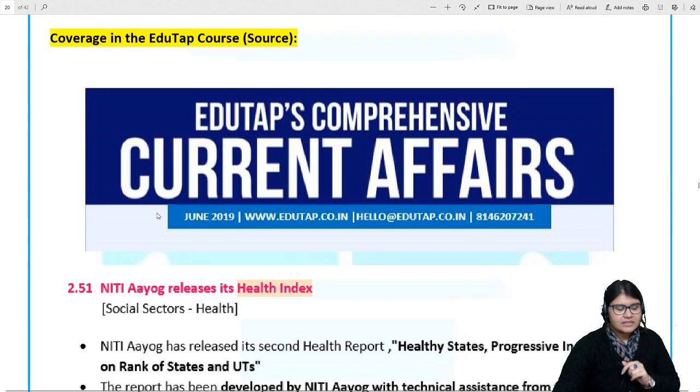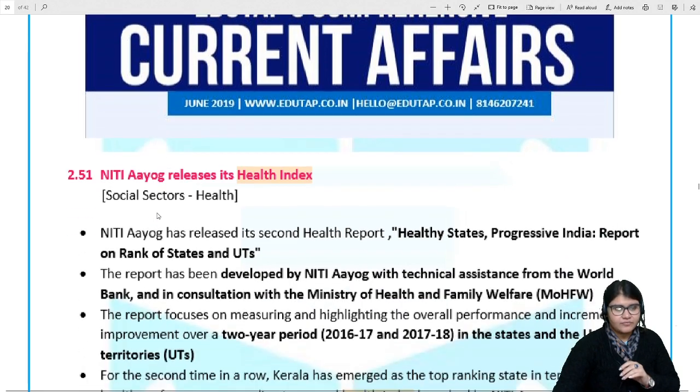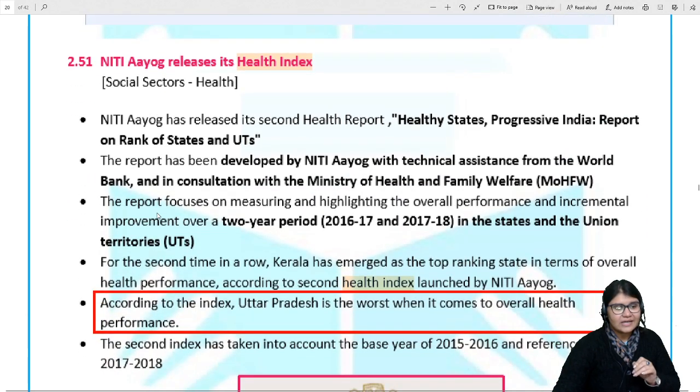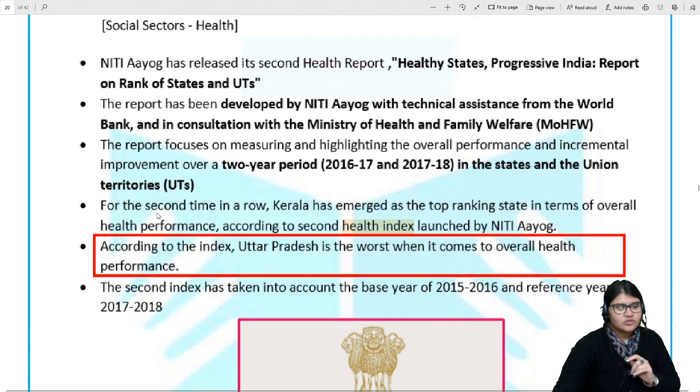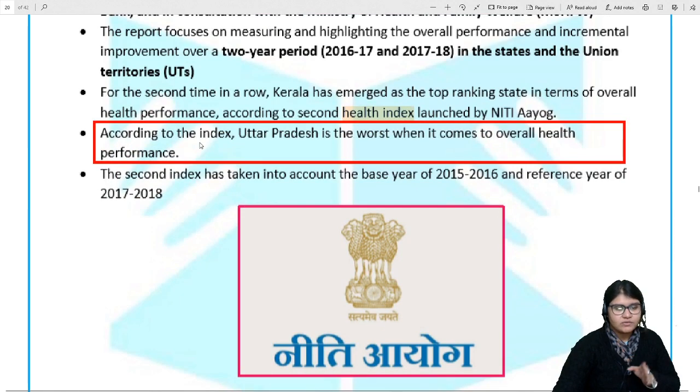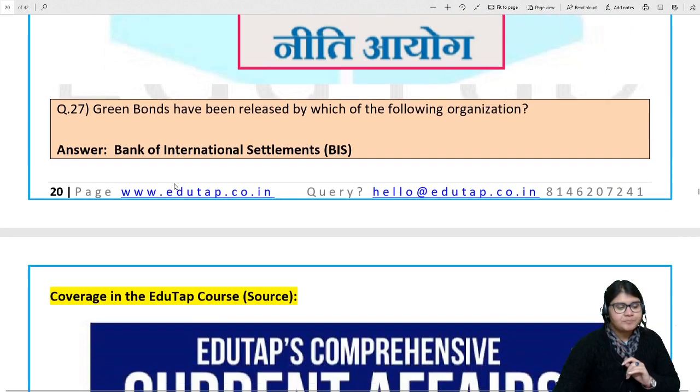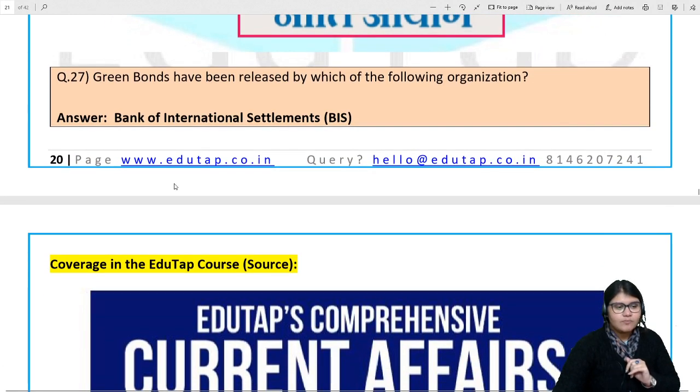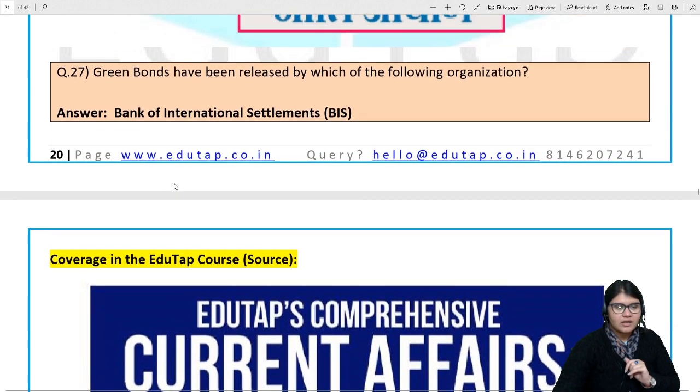So here you can see this was covered in the June monthly current affairs magazine, which said Niti Aayog releases its health index. So here clearly mentioned, according to the index, UP is the worst when it comes to overall health performance. 27th question, green bonds have been released by which of the following organization?